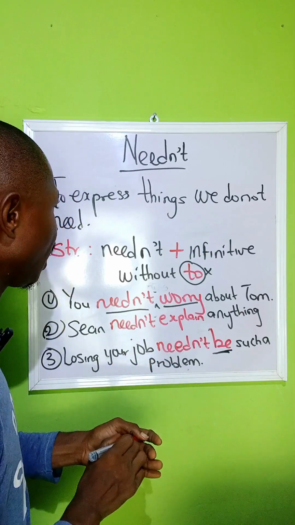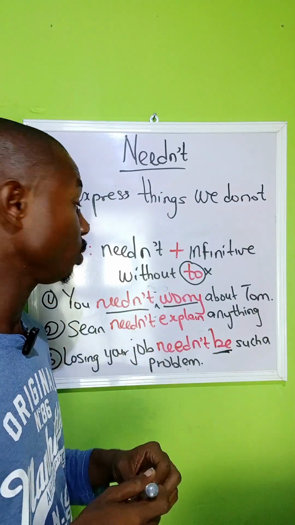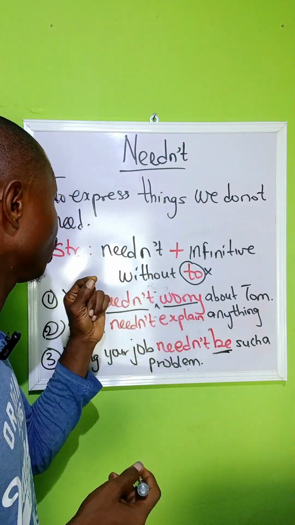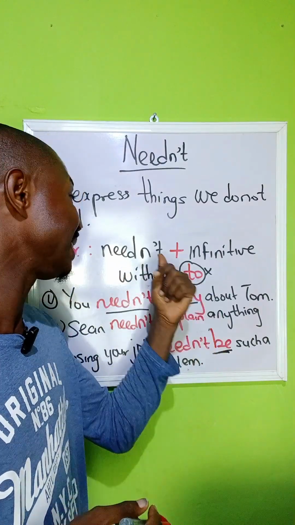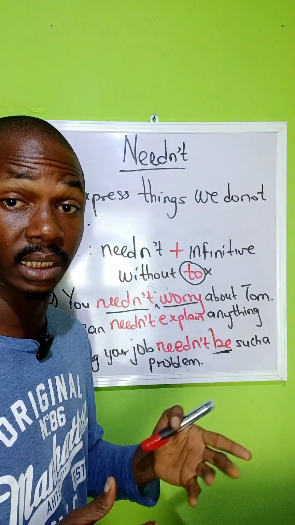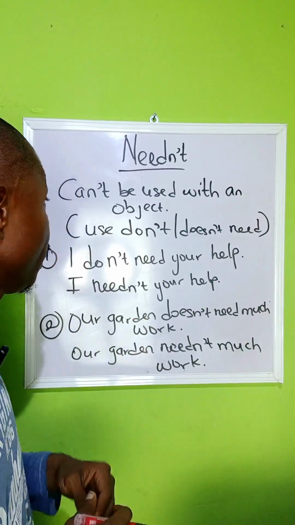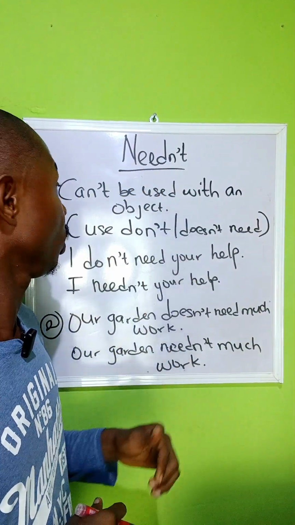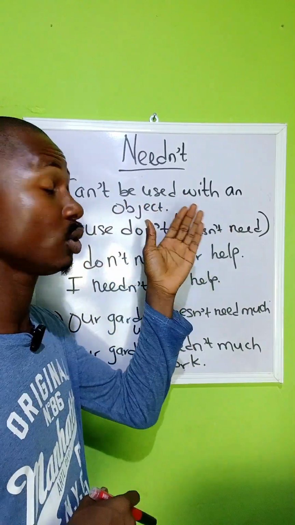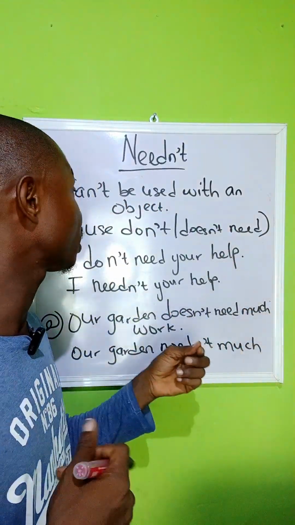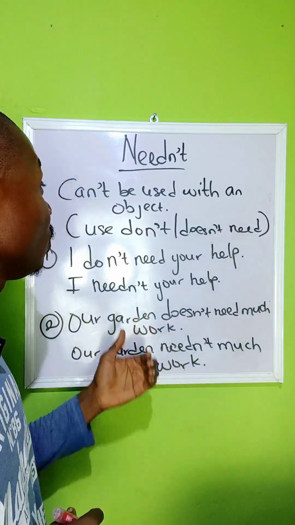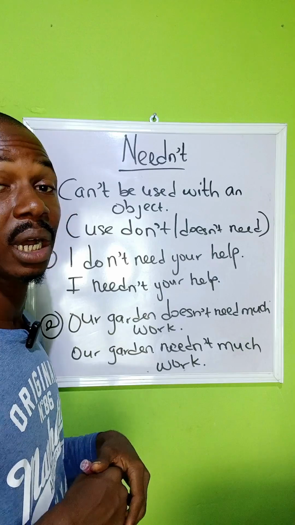Now, there is a situation in which you can't use needn't. I'm going to show you where you can't use needn't in a sentence. Now let's look at the sentence. So we can't use needn't with an object. You have to take note of that. But you can say don't need or doesn't need, but you can't use needn't with an object.